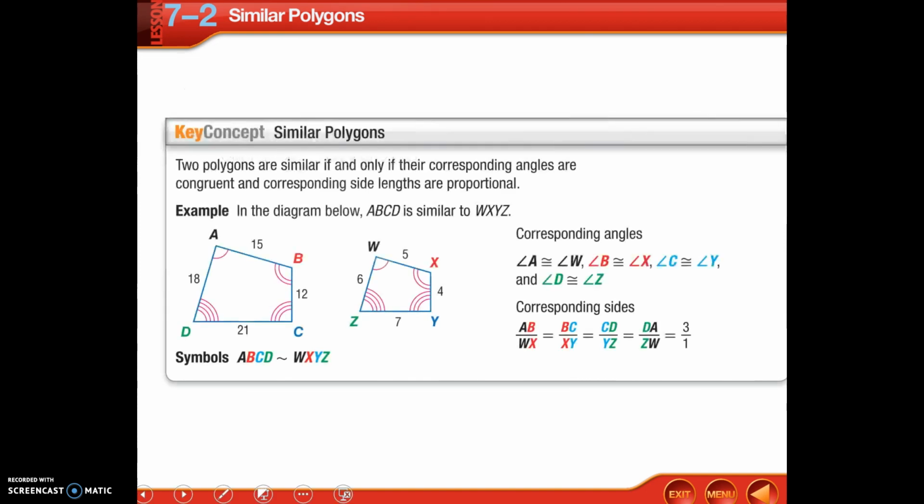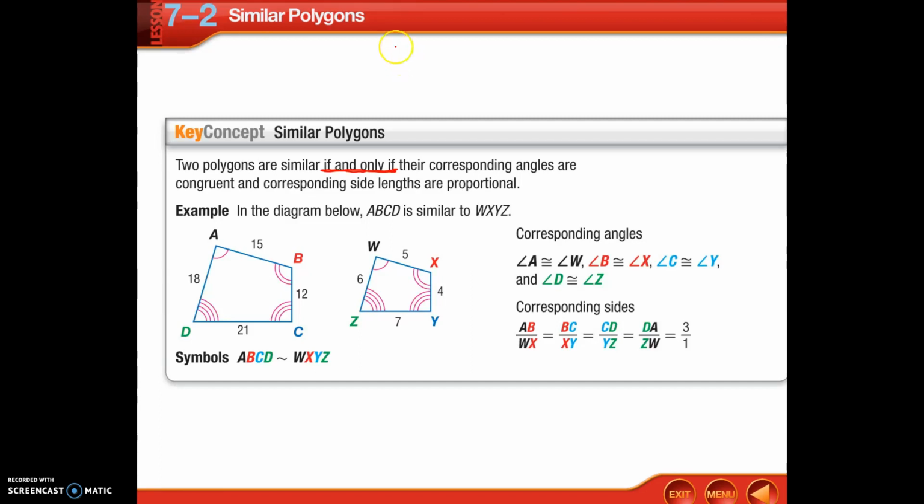Similar polygons, as we saw in our discovery task, have the same shape, but they're not the same size. They also have equal angles. So the angles are what makes it the same shape. But the sides are proportional. Two polygons are similar if and only if their corresponding angles are congruent and their corresponding sides are proportional. And we could read that backwards: if corresponding angles are congruent and sides are proportional, then the two polygons are similar.